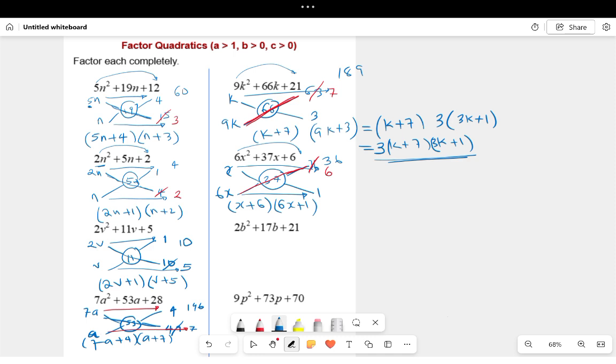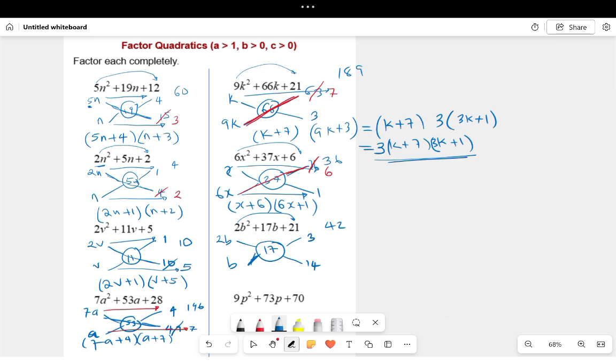Now, next, we are going to have 2 times 21. We are going to get 42. And now we are writing 17 here. And after that, now we need to figure out, so we need to split 2b squared as 2b and b, and then over here we need to figure out two numbers. When you add, you get 17, but when you multiply, you are going to get 42. The numbers are 14 and 3. So I'm going to write 14 here and 3 over here.